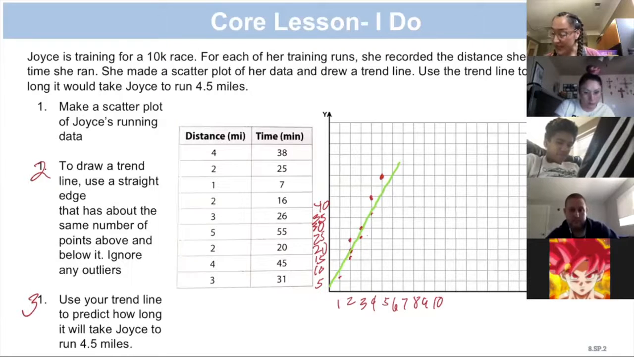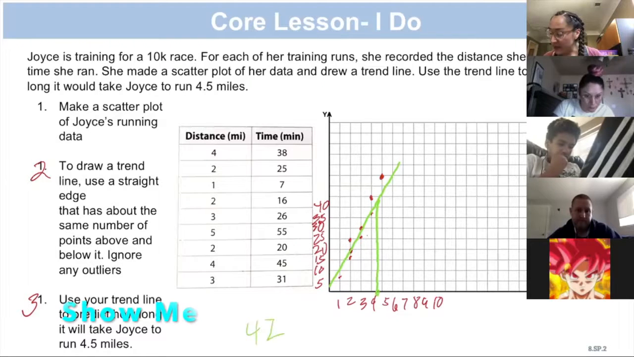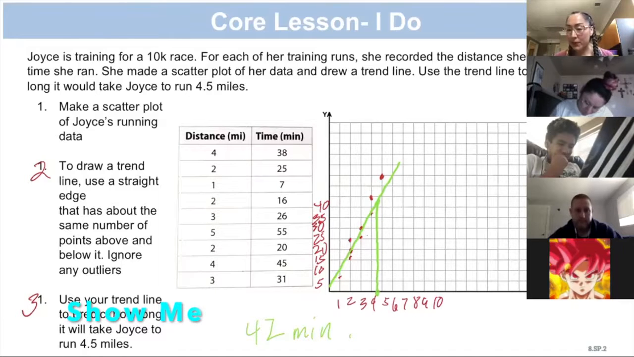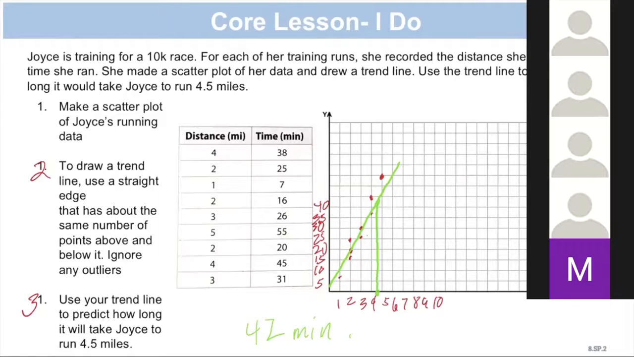Then number 3 says, use your trend line to predict how long it will take Joyce to run 4.5 miles. Well, let's see. 4.5 miles is about here. If I make a little line going up, I would predict it's going to take Joyce about 42 minutes to run 4.5 miles. Do you see how I did that? Thumbs up if that made sense to you. Okay, that's basically what you're going to be doing.